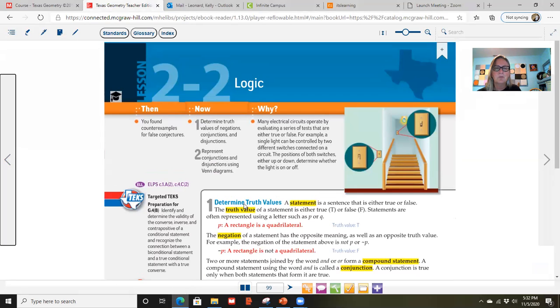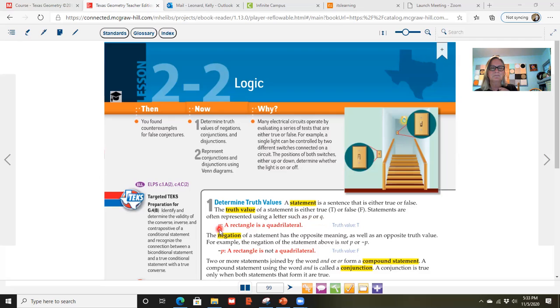Here we go. So we're going to talk about a statement, which I know you've heard of that word. You've heard of the word truth. You've heard about compound statements. But for geometry purposes, a statement is a sentence that is either true or false. The truth value of a statement, when you say that, what is the truth value of the statement? You're asking if the statement is true or false. That's how it's worded. Statements are often represented by the letters P and Q.